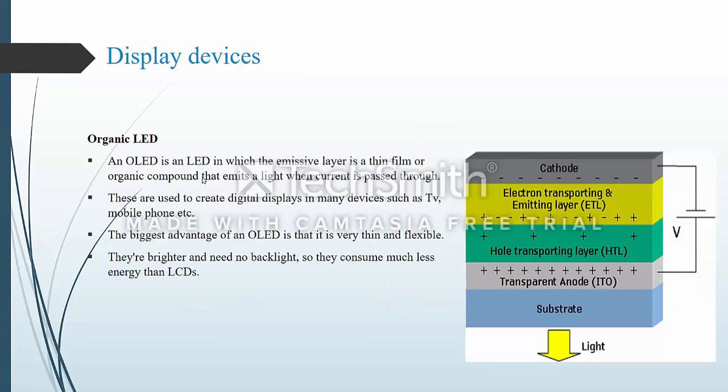Now, we are going to learn about organic LEDs, otherwise known as OLED. An OLED is an LED in which the emissive layer is a thin film of organic compound that emits light when current is passed through. These are used to create digital displays in many devices such as TVs, mobile phones, etc. The biggest advantage of an OLED is that it's very thin and flexible. Now we will see the functioning of an OLED.